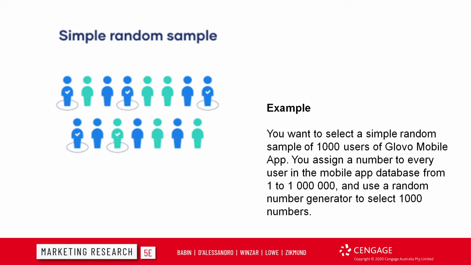You assign a number to every user in the mobile app database from 1 to 1 million, let's say, and use a random number generator to select 1,000 numbers.